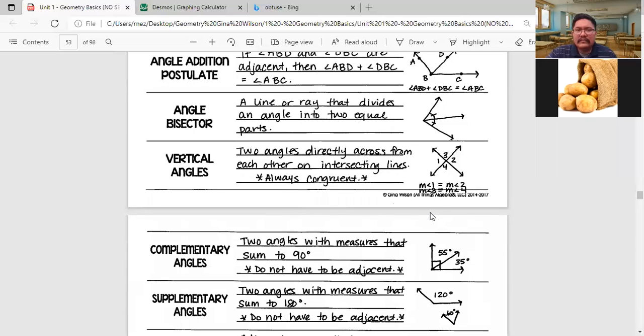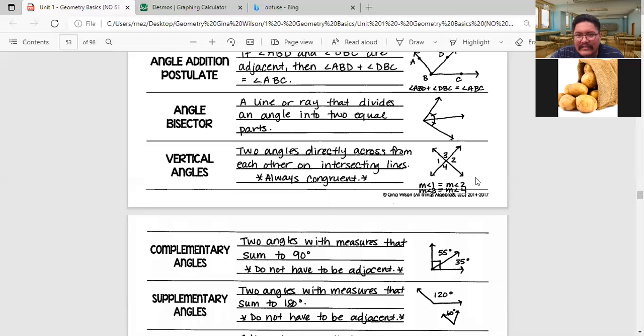All right, so next one here we have is vertical angles. So vertical angles mean there are two angles that are exactly across from each other, so directly across from each other. Now, if you have that, those angles are always going to be congruent. So in this case here, angle 1 and angle 2, they're on opposite sides, right? Measure of angle 1, measure of angle 2, those would be the same size, whatever it is.